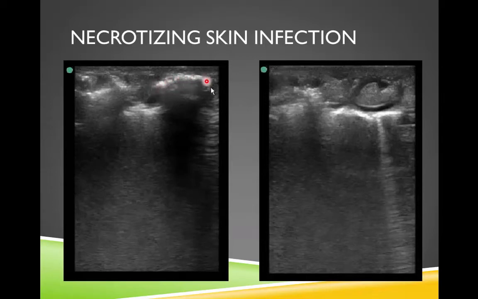So here's some air, some kind of dirty shadowing behind. This is all air in this tissue. And here it is even a little bit deeper. There's air here. You see some of this reverberation and shadowing artifact behind the air. So these are examples of necrotizing skin infections. You definitely don't want to miss this, because this is definitely a surgical case.